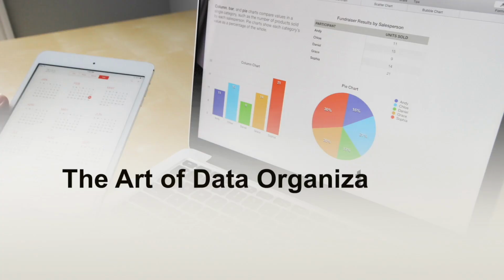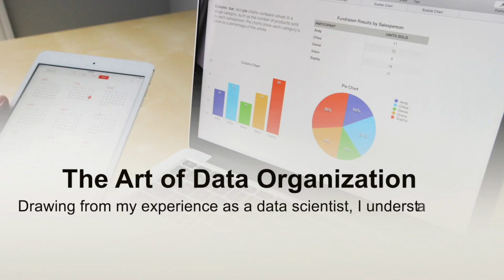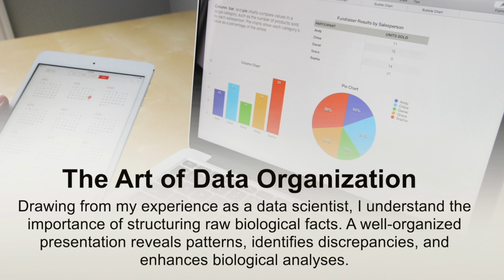So, being a data scientist, I know how meaningful it is to represent data properly. This means taking raw biological facts and turning them into a clear structure that can be studied and shown in a good way. This lets us find patterns, links, trends in data that might stay hidden if we don't organize it neatly. And when we organize data well, it helps us catch mistakes or things that don't match up, which is really important to get our biology analysis right.